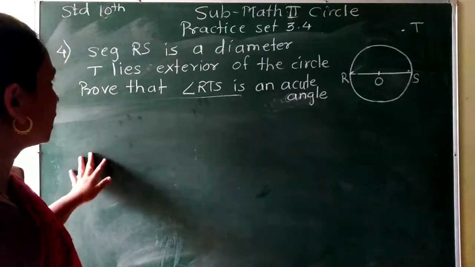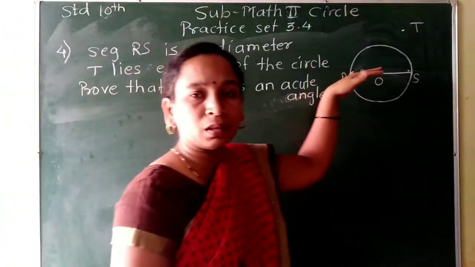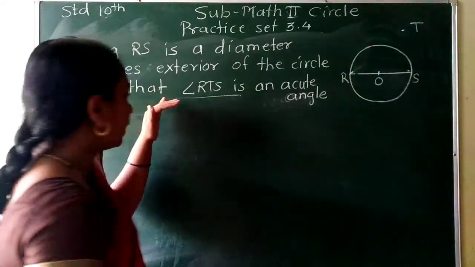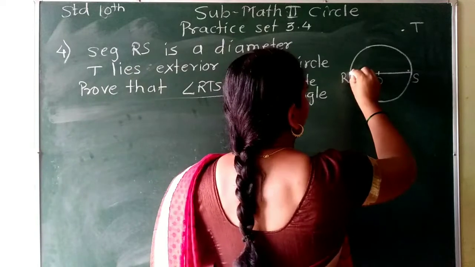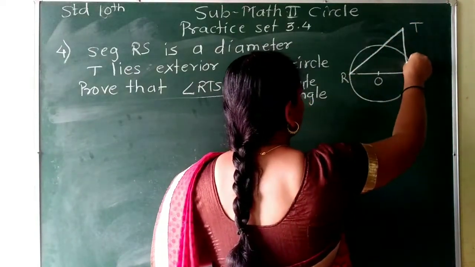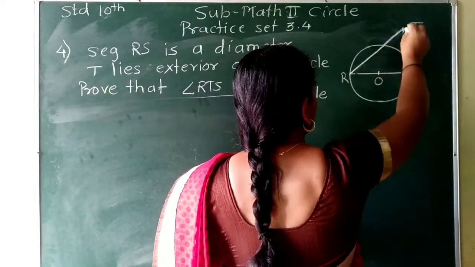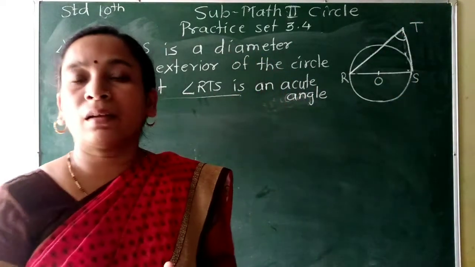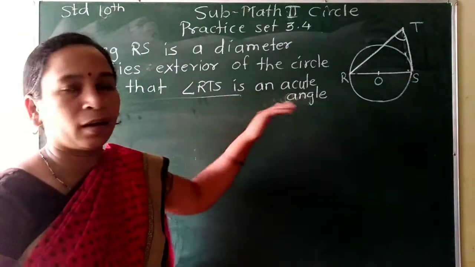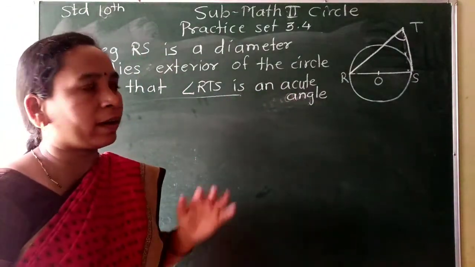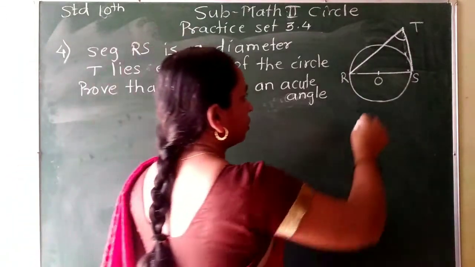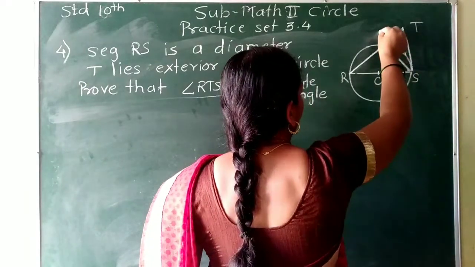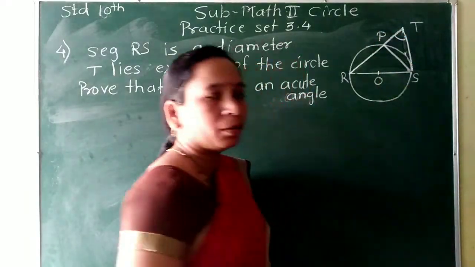Fourth example. In this example, segment RS is given as the diameter and T is an exterior point. Here we have to prove that angle RTS, if I join RT and TS, then one angle is formed, and that angle is an acute angle. To prove this, I will make one more construction: I'll draw this segment and give it the name P. That means I will draw PS.